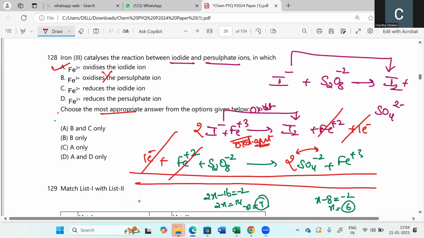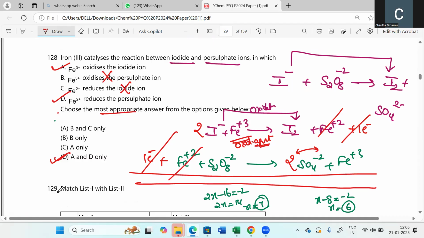Fe+3 oxidizes persulfate ion. No, wrong, because Fe+3 oxidizes iodide ion, right? And Fe+2 reduces the iodide ion. No, Fe+2 and iodide have no match here. No, not at all. Fe+2 is on the right side, so it is not an agent at all. It cannot do anything. So number D, Fe+2 reduces persulfate ion. Yes, yes, because as you can see in the second equation, Fe+2 turns to Fe+3 in the presence of S2O8 for persulfate to your sulfate ion. You are getting A and D as the answer. Option D will be the answer here.